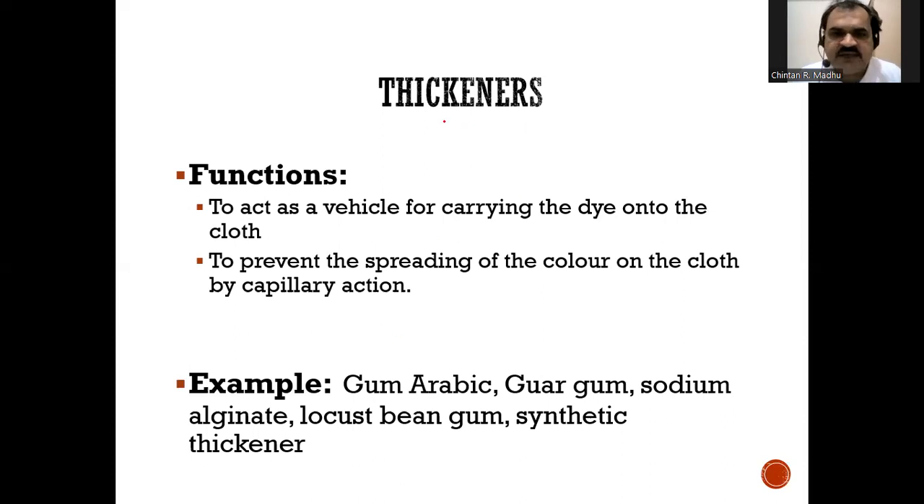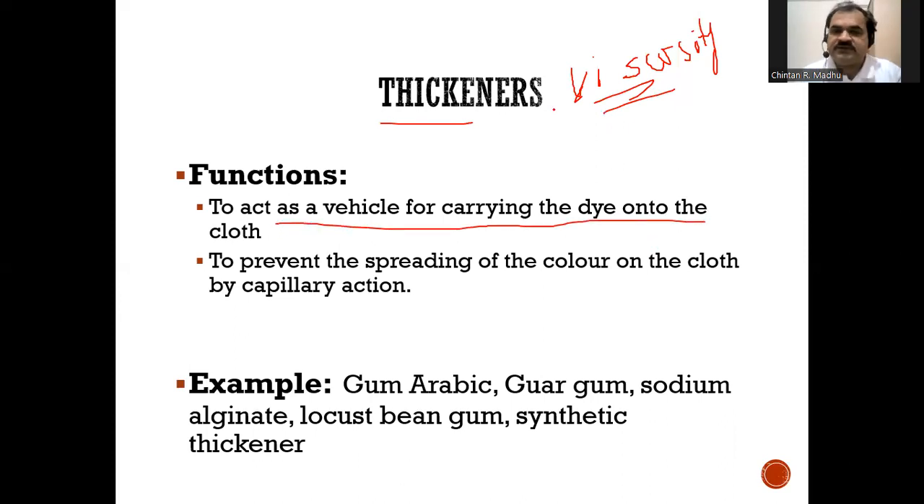And this is the reason why your paste has some viscosity. This is the reason which generates the viscosity. So you can see it acts as a vehicle for carrying the dye onto the cloth, and to prevent the spreading of the color on the cloth by capillary action. That means if I printed the R, the color is there only. It will not spread to any portion of the fabric, because the thickener has held those dye particles at the location where I want to print.